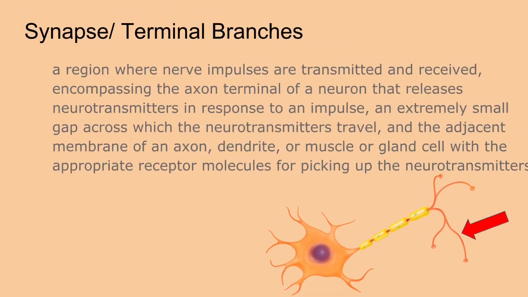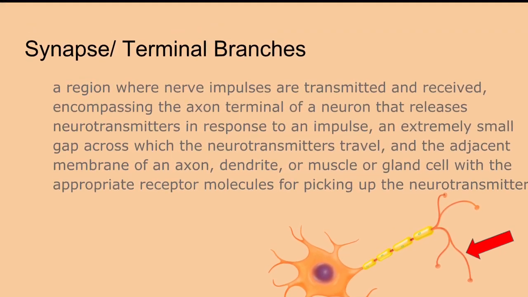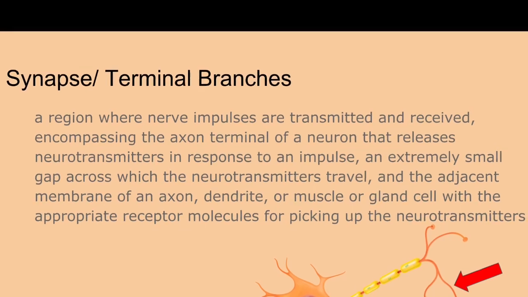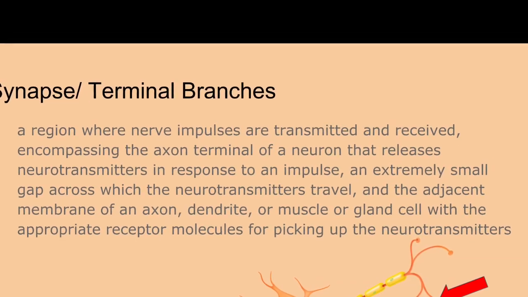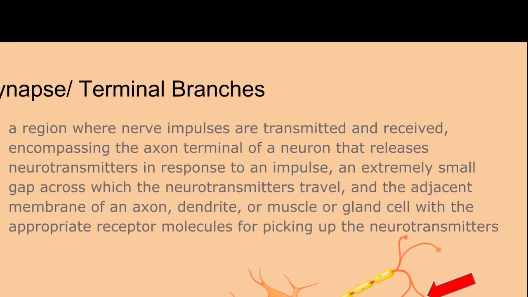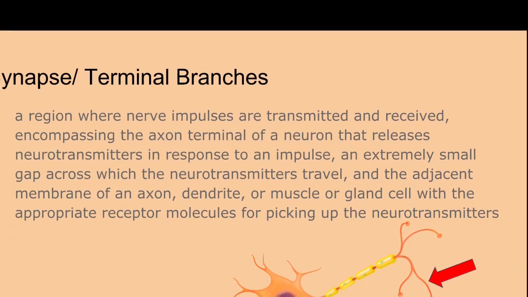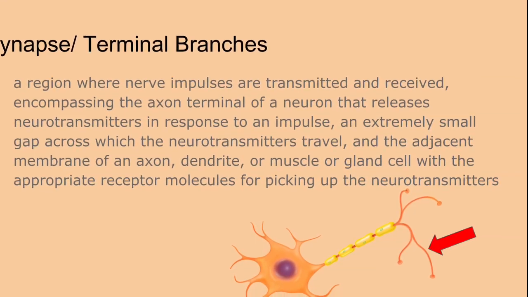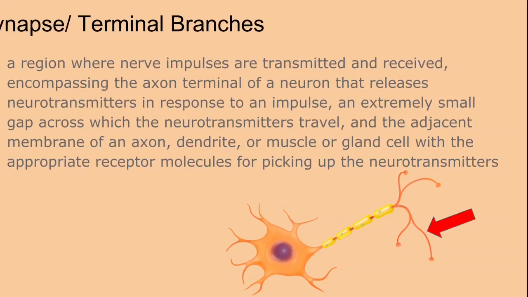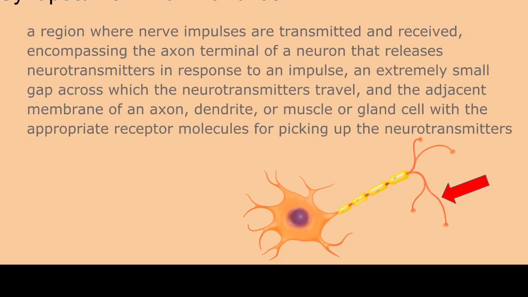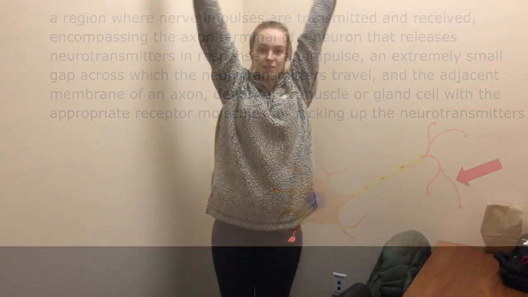A region where nerve impulses are transmitted and received, encompassing the axon terminal of a neuron that releases neurotransmitters in response to an impulse, an extremely small gap across which the neurotransmitters travel, and the adjacent membrane of the axon, dendrite, or muscle or gland cell with the appropriate receptors, molecules for picking up the neurotransmitters. Terminal branches.